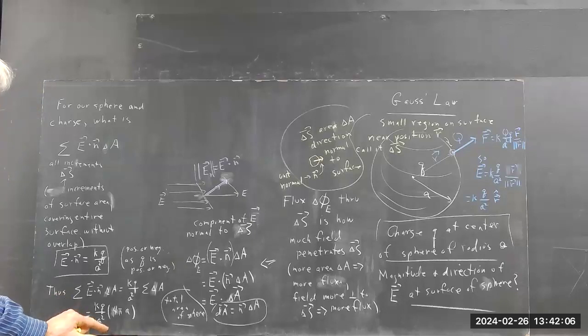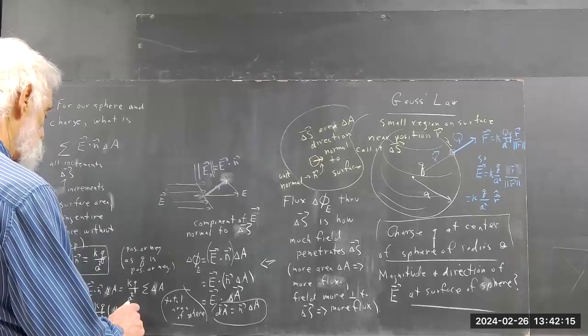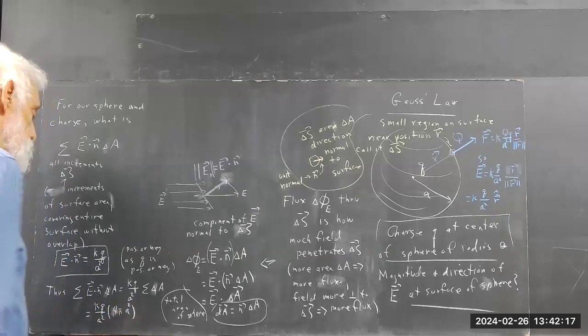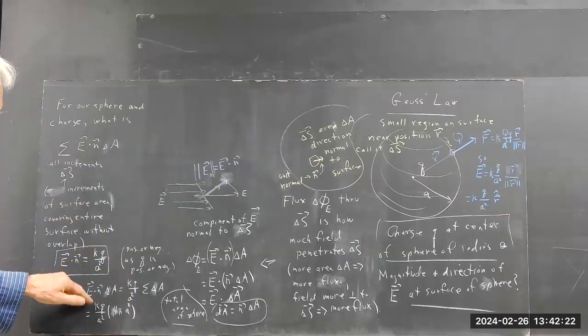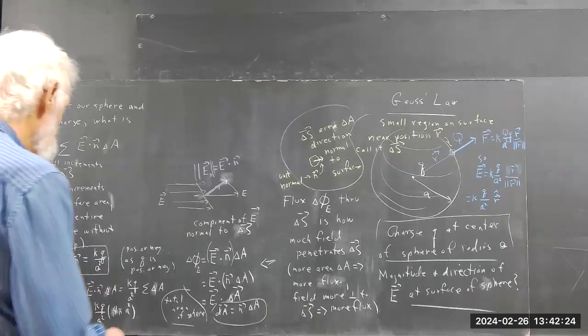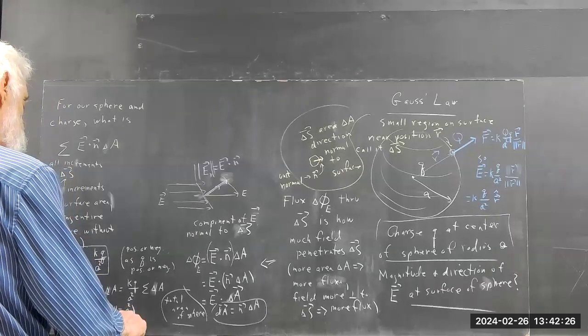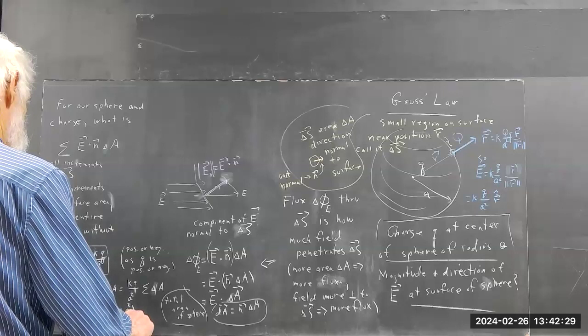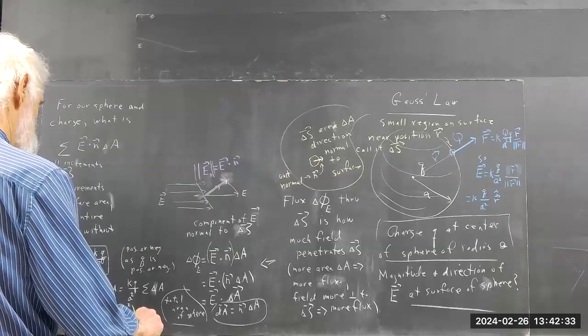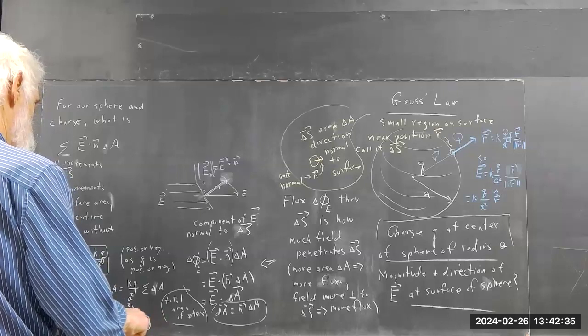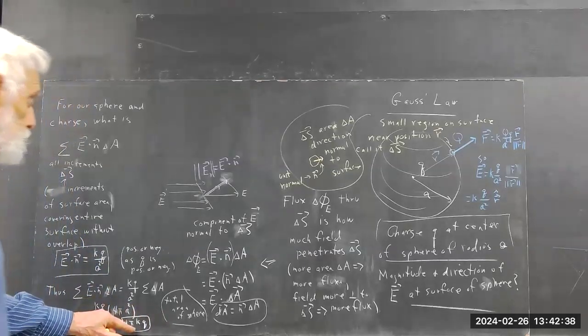Anyhow, it's 4 pi A squared, not 4 pi A. I couldn't remember that. Well, being careless today. So the result is four pi K Q.